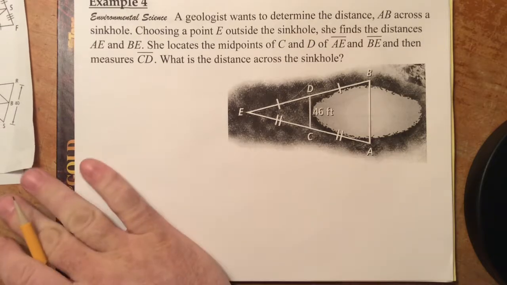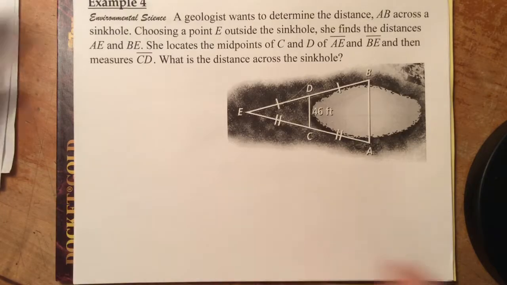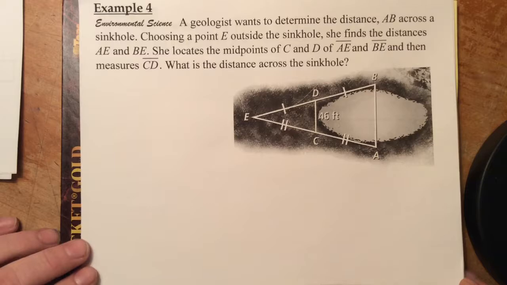Part 2 of Section 5.2, Triangle Midsegments and Angle Bisectors. We finished Part 1 with Example 3. Now we're on Example 4.